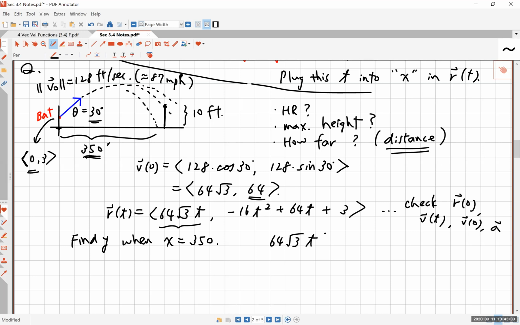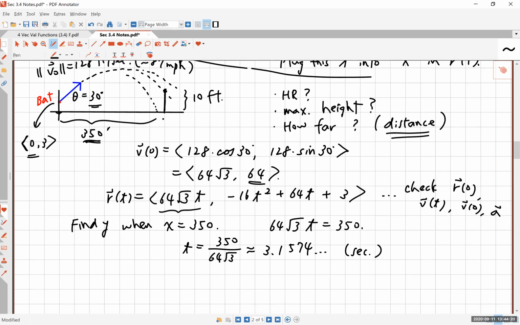64 square root of 3 times t is equal to 350. And so t is 350 divided by 64 square root of 3, right? And so you need to find that. Let's use a calculator and find this out. You will see that the answer is about 3.1574. This is in seconds. So about 3.15 seconds after the ball was hit, it's somewhere at this point.